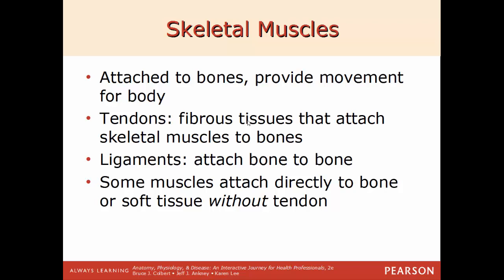See, tendons. These are the fibrous tissues that connect skeletal muscles to bones. And a good example of that would be the Achilles tendon. The Achilles tendon will attach the distal end of the calf muscle, the gastrocnemius, to the heel bone, the calcaneus. That's why it's called the Achilles tendon. And to contrast that with ligaments, ligaments attach bone to bone. So tendons go muscle to bone, ligaments go bone to bone. And some muscles attach directly to bone or soft tissue without involving any kind of tendon at all.